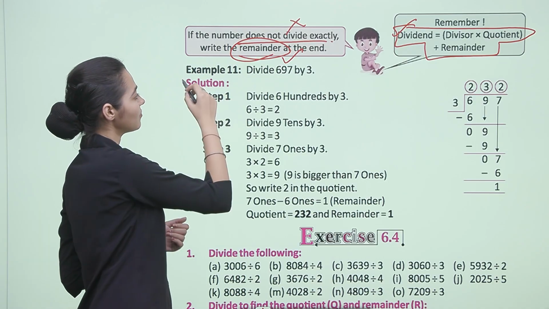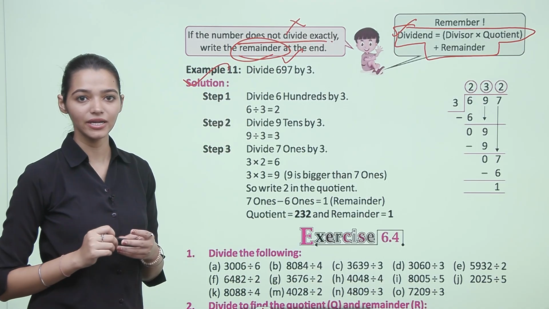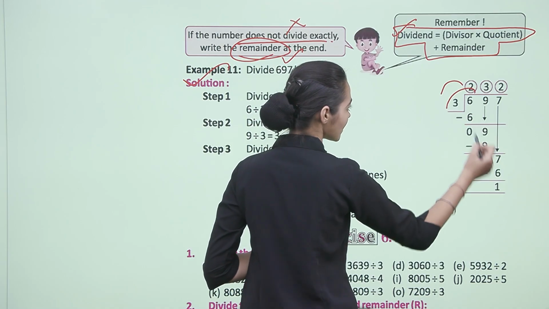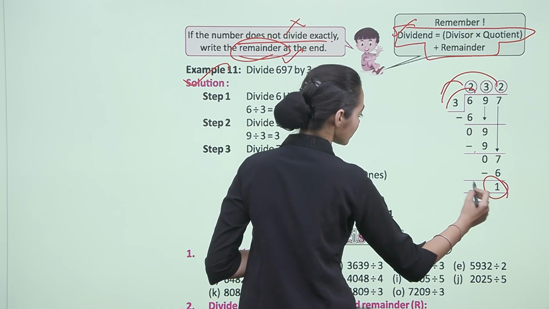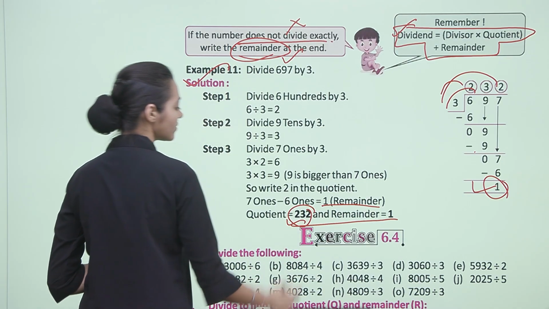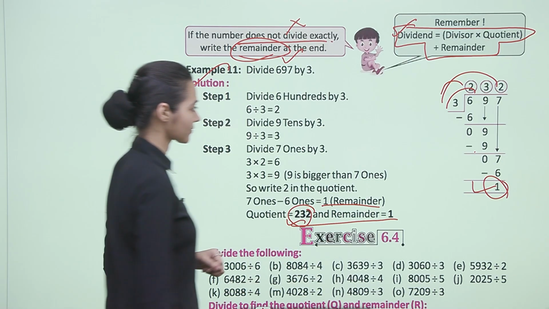Now let's start with example number 11. We have to divide this number by 3. So when we divide it by 3, 3 2s are 6, 3 3s are 9, again 3 2s are 6, and the remainder we get is 1, and the quotient we get is 232.